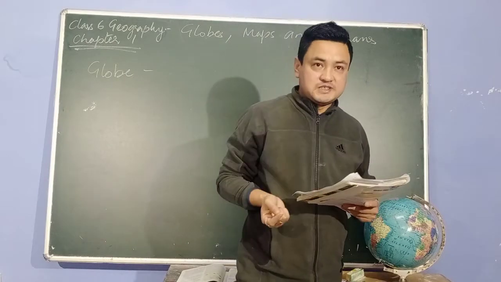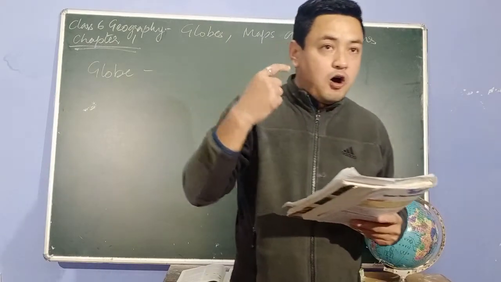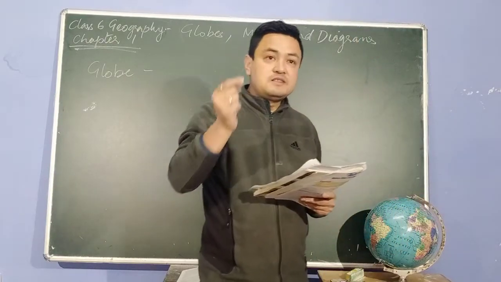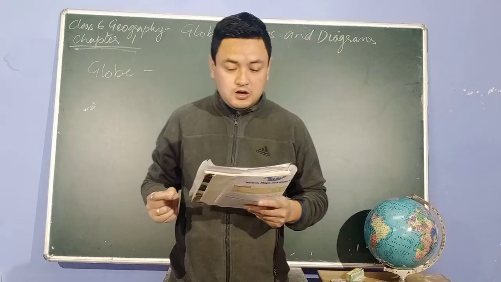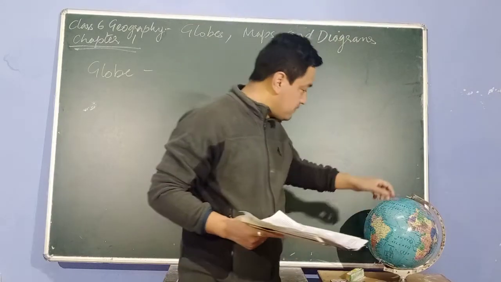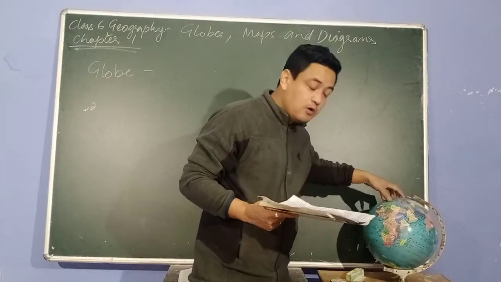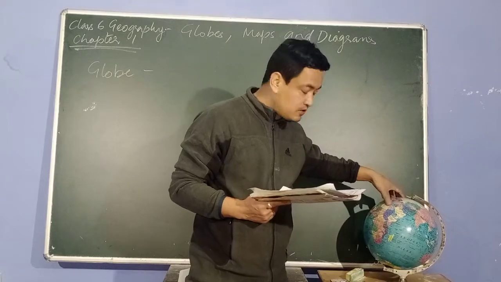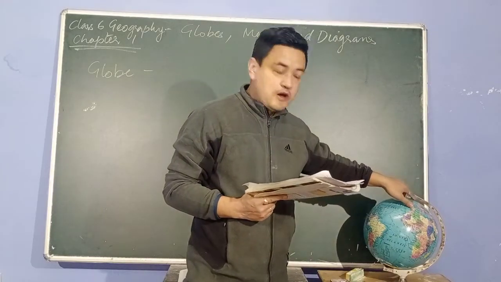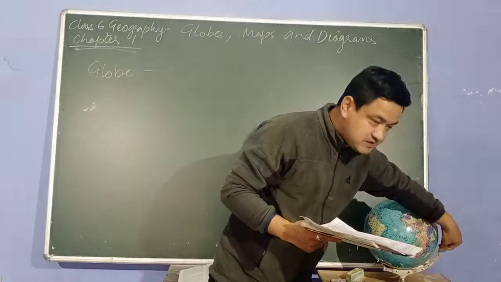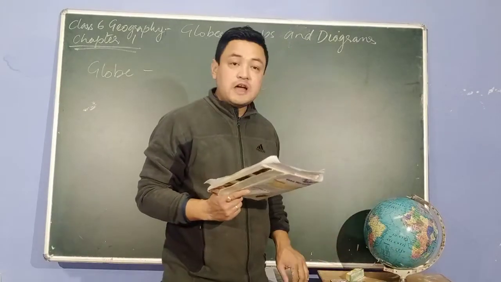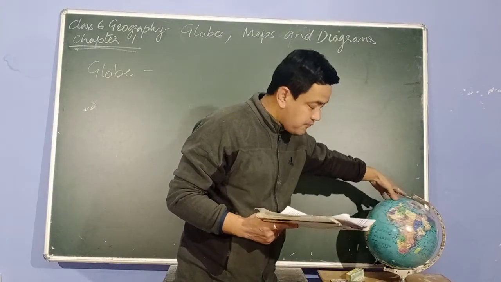Globe is an object, okay, to represent the spherical shape of the earth with a map of the world on its surface. Now, if you look at this globe, you find there is a world map on the surface of the globe, and it is usually mounted on a stand so that it can rotate freely.